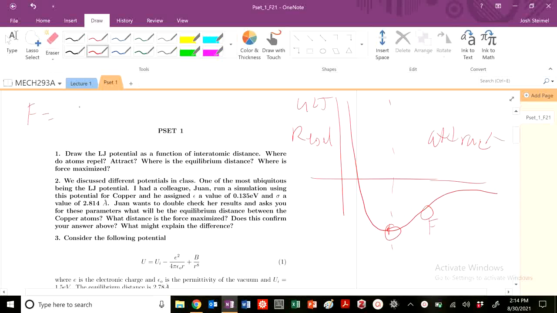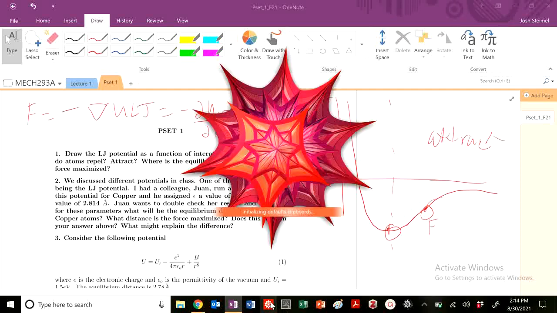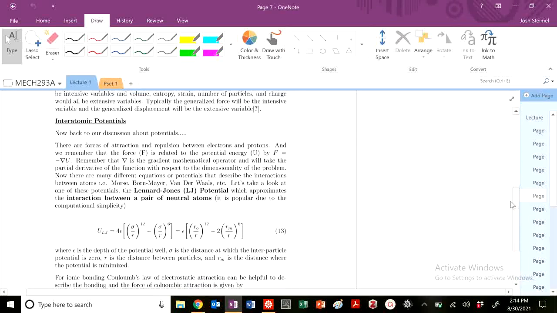know that my force is minus the gradient of my potential. So essentially, my force is equal to negative dU_LJ divided by dr. When I set that equal to 0, I know that my force is maximized when my second derivative is equal to 0, where my curvature changes from positive curvature here to this inflection point, negative curvature there. You can also prove this mathematically. So let's look at our Lennard-Jones potential, which we happen to have handy right here.